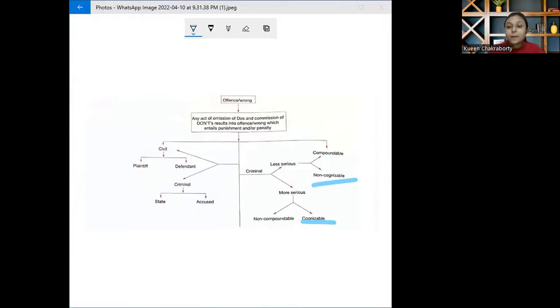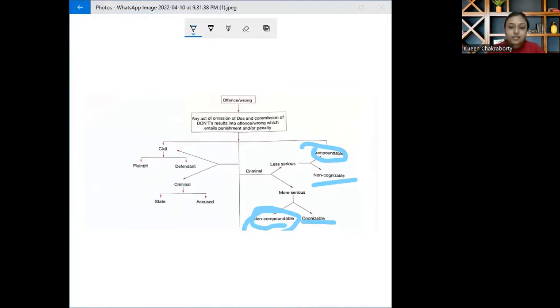Next, coming to the difference between compoundable and non-compoundable. As you can see here, we have compoundable and non-compoundable. So what does that mean and what are its differences? A compoundable offense is an offense which is punishable with imprisonment for 2 years or less than 2 years, as laid down under section 320 CrPC. Whereas offences other than those mentioned in section 320 CrPC are non-compoundable. A compromise can be made in case of compoundable offences, but in case of non-compoundable offences, the parties cannot be allowed to strike a compromise. There is no compromise to be done.